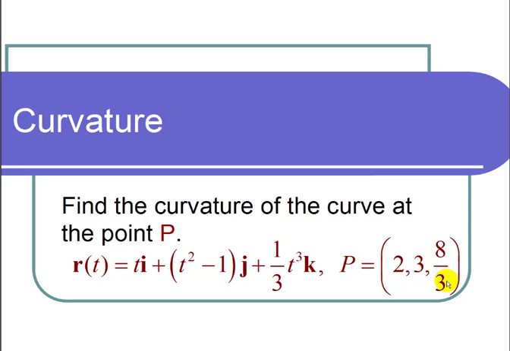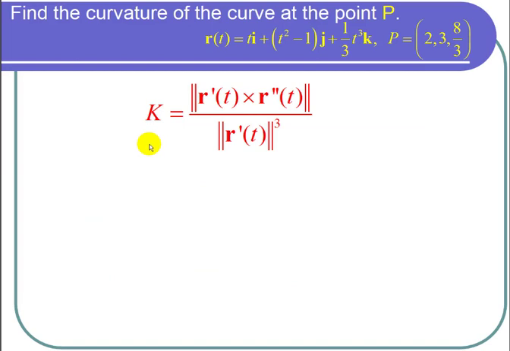So first let's recall the formula for curvature when we have a curve defined by a general vector-valued function. And that is that the curvature k is equal to the magnitude of r prime of t cross r double prime of t, all divided by the magnitude of r prime of t cubed. So let's find r prime of t and r double prime of t.